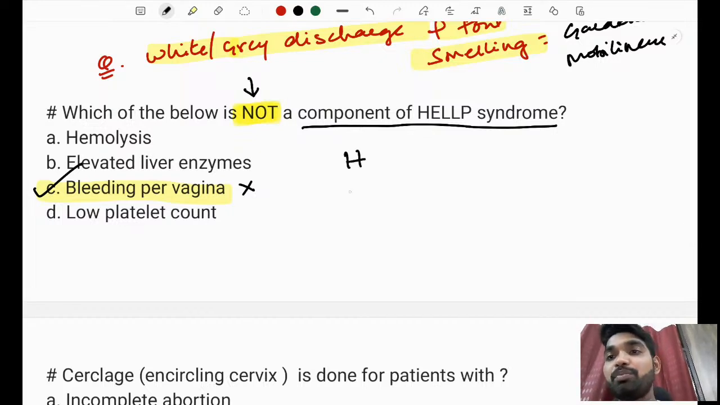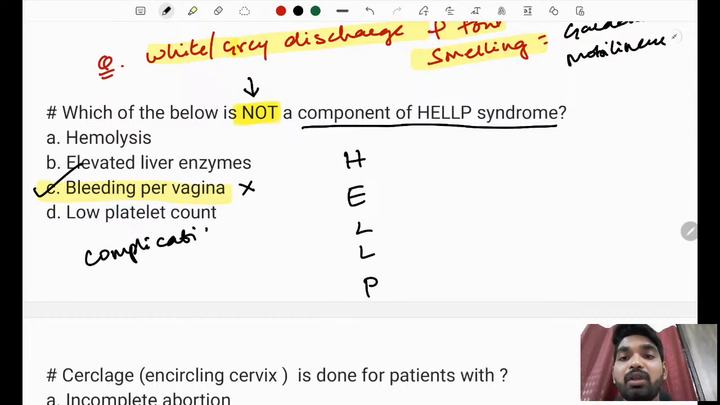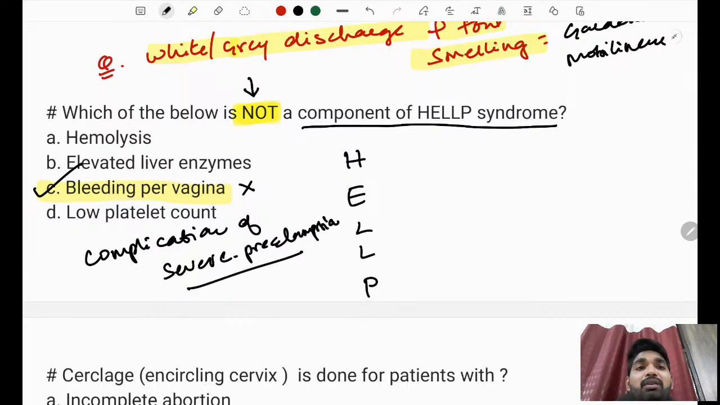What is HELLP syndrome? HELLP syndrome is a severe complication of severe preeclampsia. Once the woman develops HELLP syndrome in case of severe preeclampsia, immediately you need to terminate the pregnancy. Irrespective of the period of gestation, if the pregnant woman develops HELLP syndrome, quickly deliver.